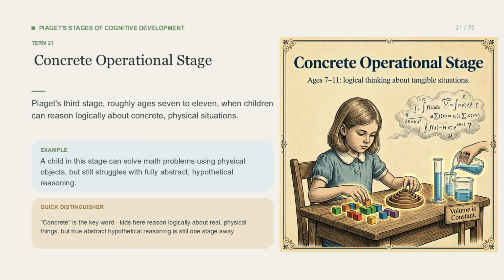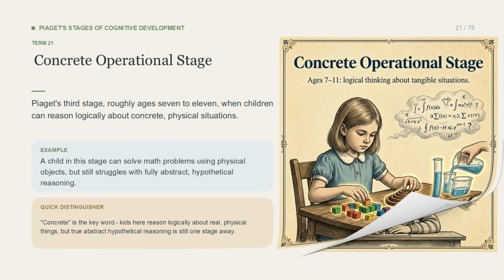21. Concrete operational stage. The concrete operational stage is Piaget's third stage, roughly ages 7 to 11, and it's when children can reason logically about concrete physical situations. Here's one way this might look. A child in this stage can solve math problems using physical objects, but still struggles with fully abstract hypothetical reasoning.